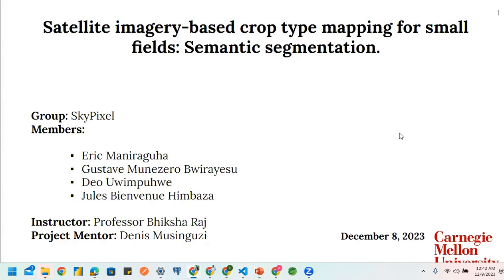We are excited to present our project, satellite imaging-based crop type mapping for small fields semantic segmentation. This project is a response to the pressing issue of chronic hunger in Africa, a continent where over 300 million people are engaged in agriculture, contributing about 30% of Africa's GDP and employing about 60% of the region's workforce. By leveraging advanced technology in agriculture, we aim to contribute to reducing food production shortages.